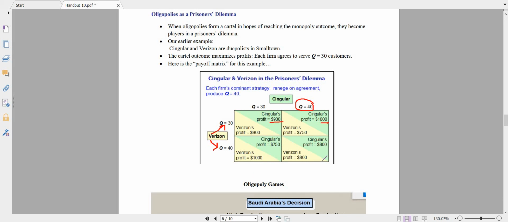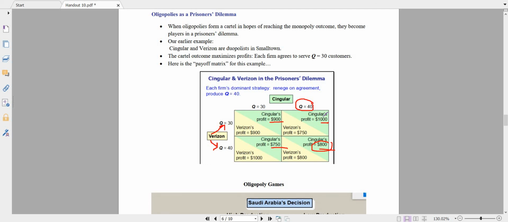Now the other scenario: if Verizon increases production to 40, Singular is going to compare its payoffs. So we are in these two boxes here. If Singular produces 30, this is its payoff. If it increases its production to 40, this is its payoff. What would Singular do? Comparing these two, it will definitely increase production to 40 and make a profit of 800. So the conclusion is that whatever Verizon does, whether it stays true to the agreement and produces 30 units, or whether it reneges or cheats on the agreement and produces 40, the best strategy for Singular is to produce 40.